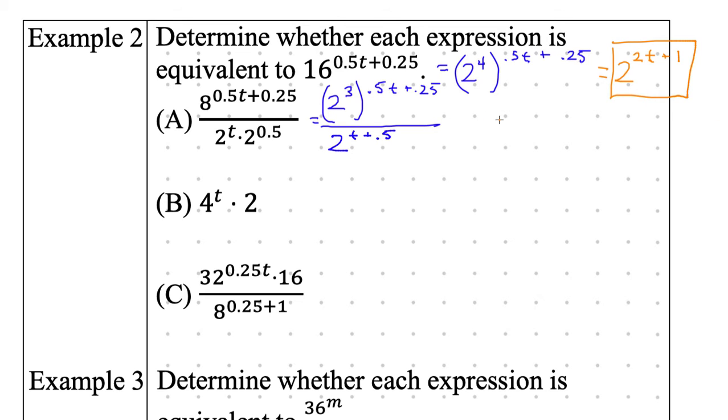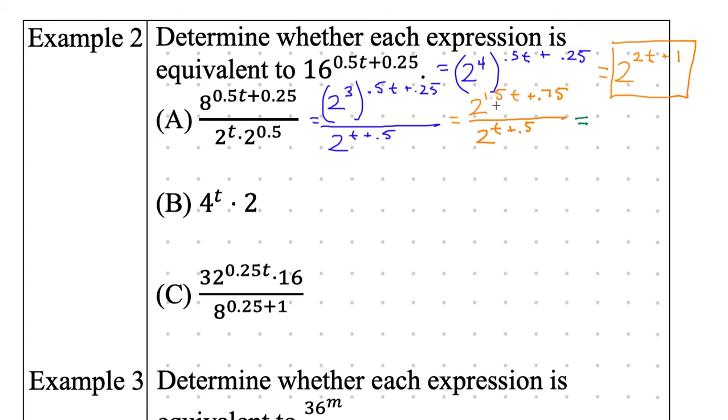Alright, continuing on with our simplification, I'm going to distribute this 3 into both of these 2 exponents. So 3 times 0.5 is 1.5, so I have 2 to the power of 1.5t. And then 3 times 0.25, if I have 3/4, I have 75 cents, so plus 0.75. All right, in the denominator, I can't change anything. That's still 2 to the power of t plus 0.5. We're really close to simplifying A.